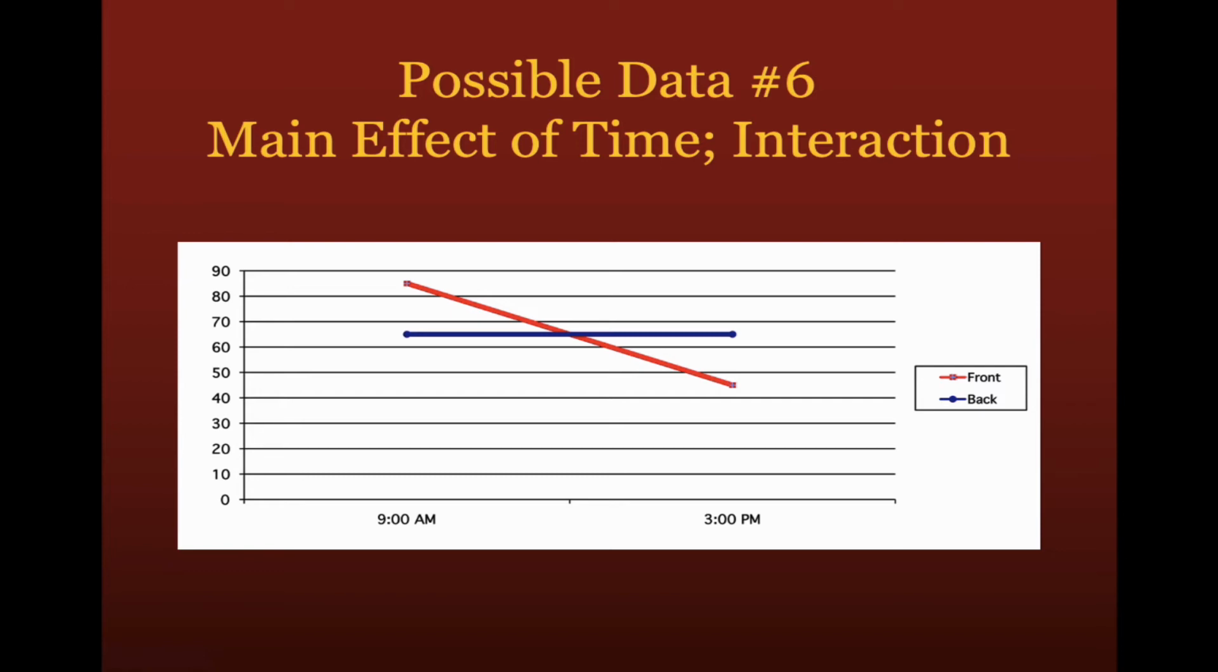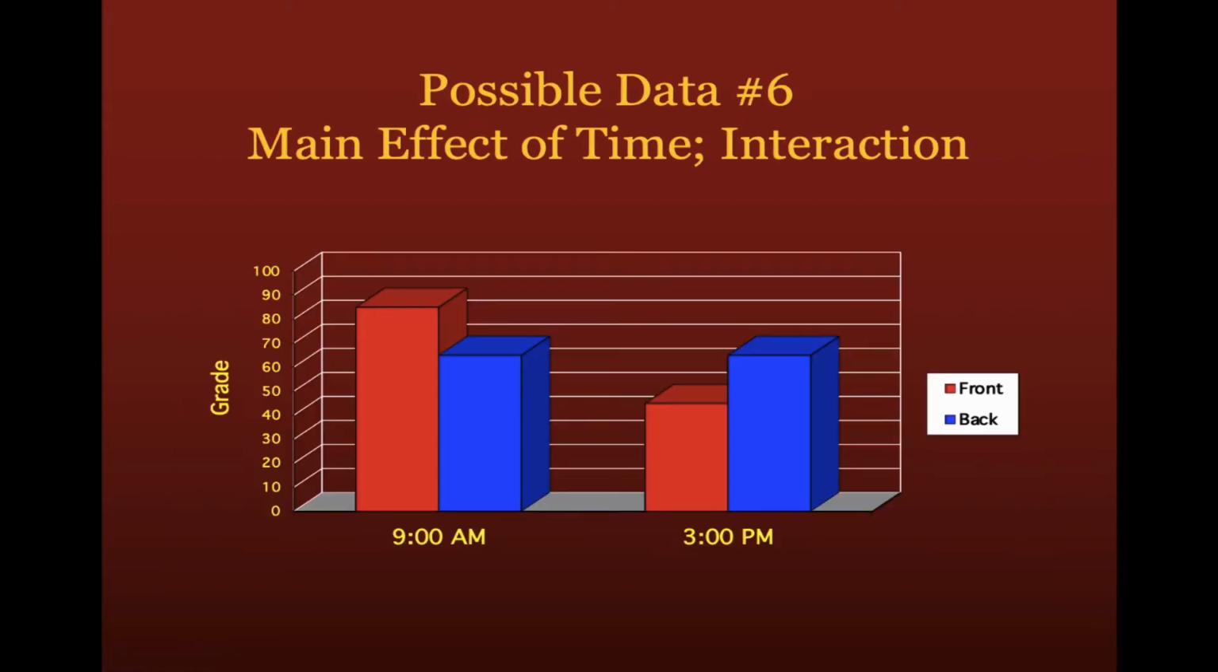At 9 o'clock, the difference is relatively small. At 3 o'clock, it's large. So if you either have a change in the pattern of means or a change in the magnitude of the effect, even though the pattern does not change, those will both indicate that you have an interaction. So if you do a bar graph, again, you can see the patterns are changing. At 9 o'clock, front's doing better than back. At 3 o'clock, back is better than front. The average of our backs and fronts are the same.